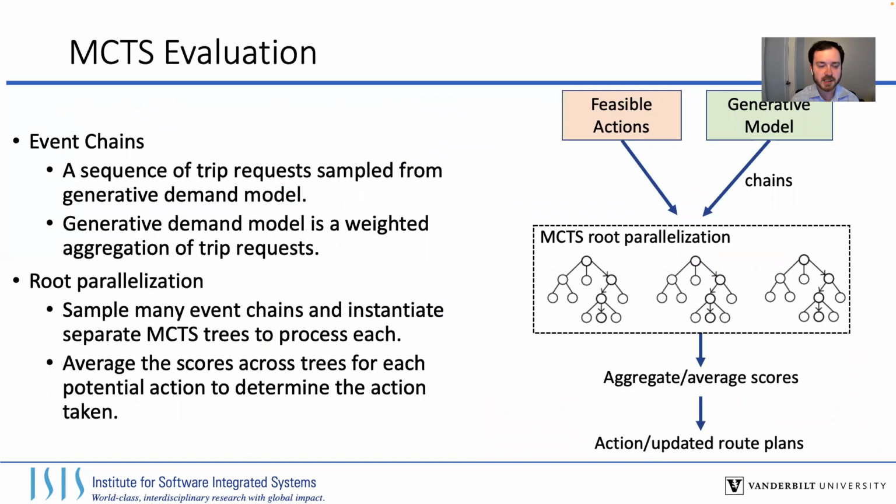Our MCTS evaluation includes using event chains. An event chain is a sequence of trip requests sampled from the generative demand model. In our case, the generative demand model is a weighted aggregation of trip requests that can be sampled to generate these chains. We also rely on route parallelization. In this case, we sample many event chains and instantiate separate MCTS trees to process each of them. We then average the scores across the trees for each potential action to determine the action taken.